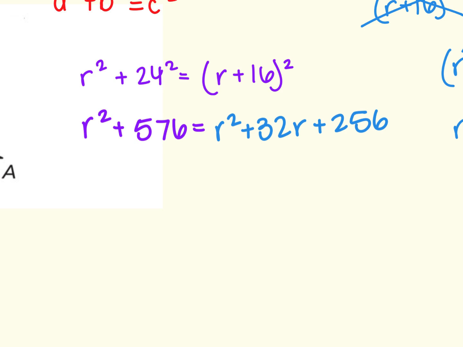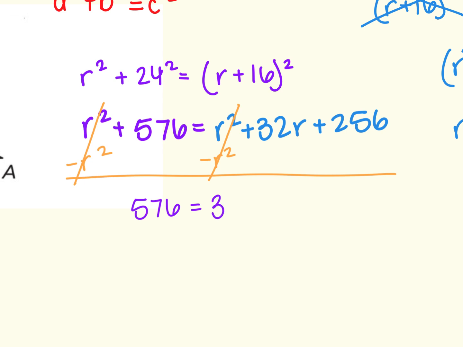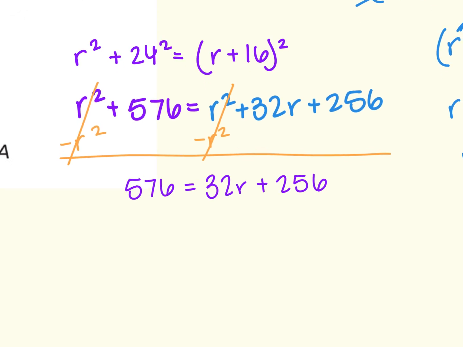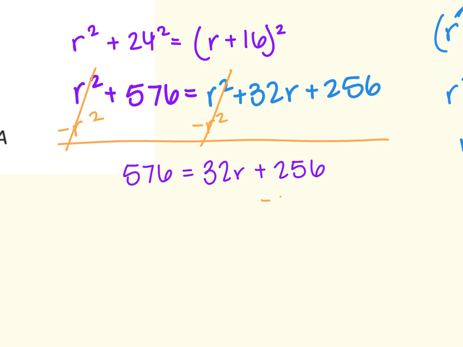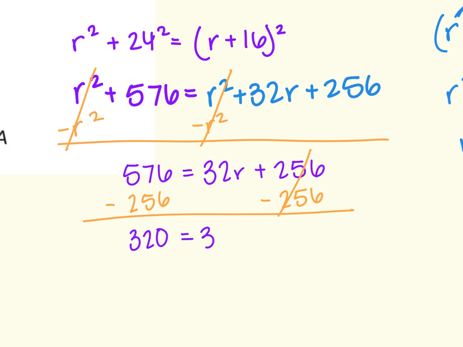We subtract r squared from the right side. Yep, you told me to do that one first, so I'm going to go ahead and do that one first. I'm subtracting my r squared from both sides, so I'm going to have 576 equals 32r plus 256. Now what can I do? Good. Subtract 256 from both sides. So then I'm going to get 320 equals 32r.